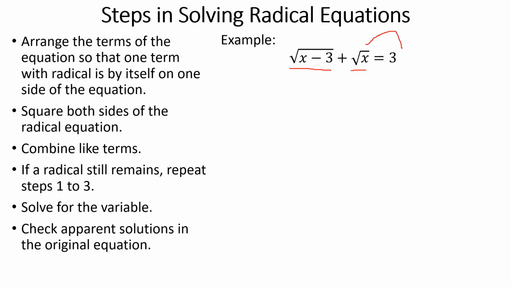So, yung square root of x, ililipat po natin siya. So, ang ginagawa po natin, isang expression na may radical on one side, isang expression na may radical sa other side. So, it will result to square root of x minus 3 equals, ayan, 3 minus square root of x. So, nag-transpose po tayo, ibig sabihin magbabago po ng sign. Next, we square both sides.